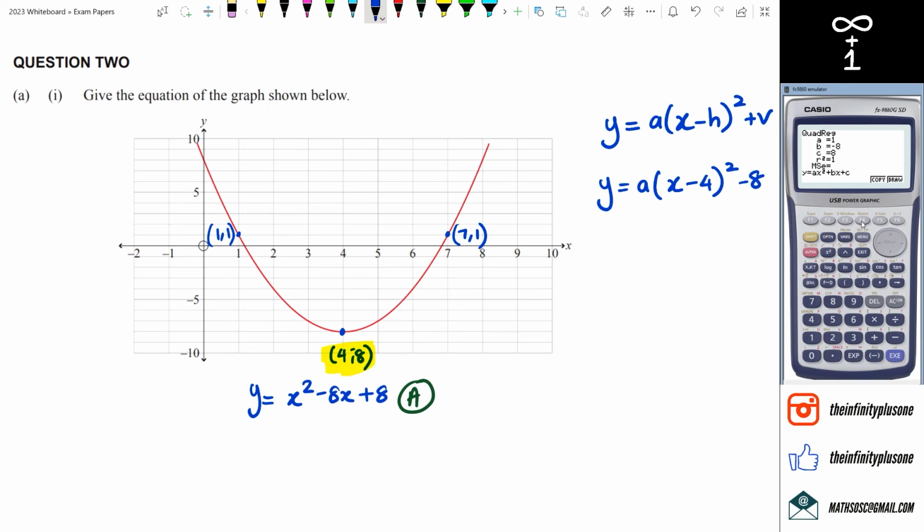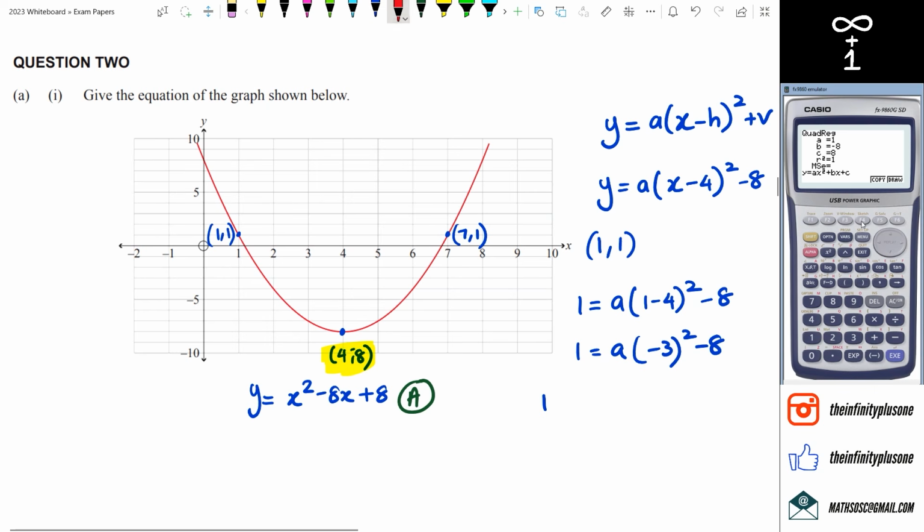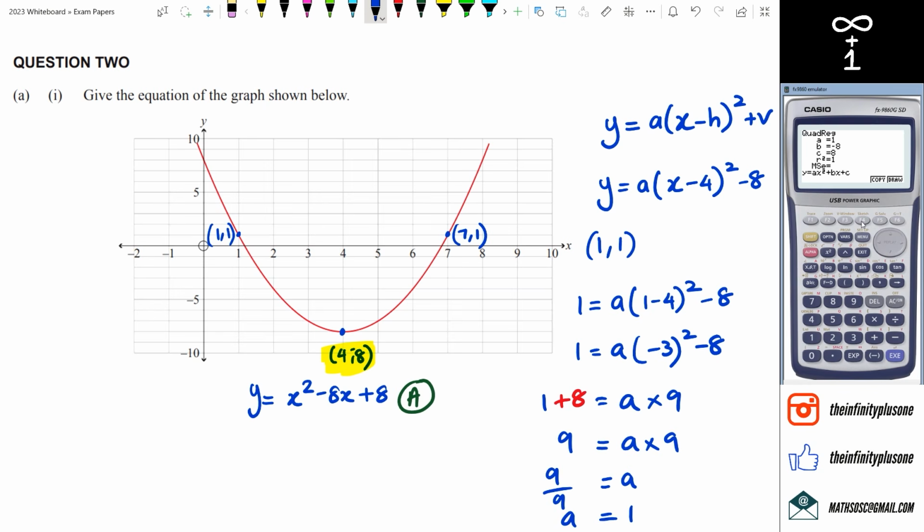I've got to figure out what the a value is, so I need to use a point. I'm going to use the point (1, 1). So I've got 1 equals a times (1 minus 4) squared minus 8. I've got 1 equals a times negative 3 squared minus 8. Rearranging it, I've got 1 plus 8 equals a times negative 3 squared, which is 9. So 9 equals a times 9, so a is equal to 9 divided by 9. A is equal to 1.